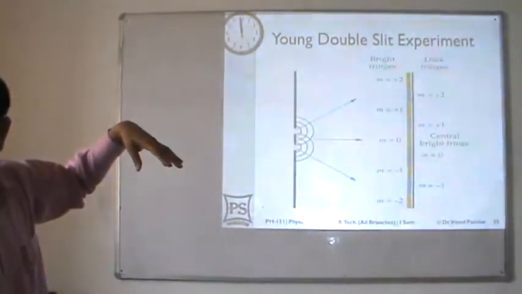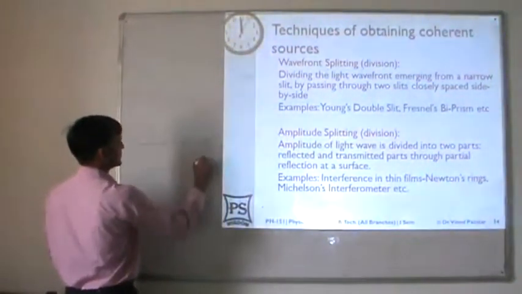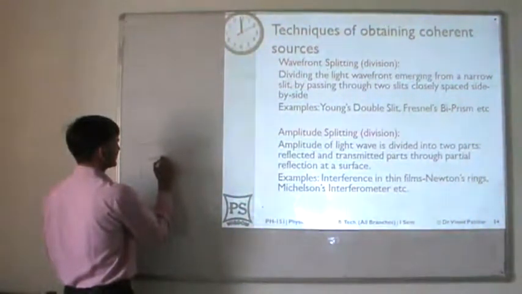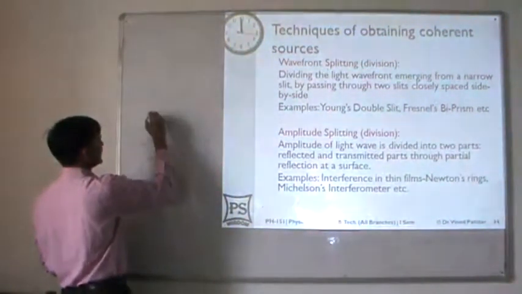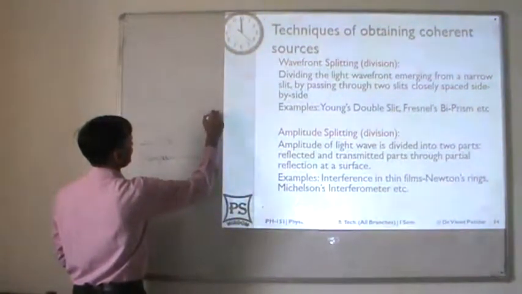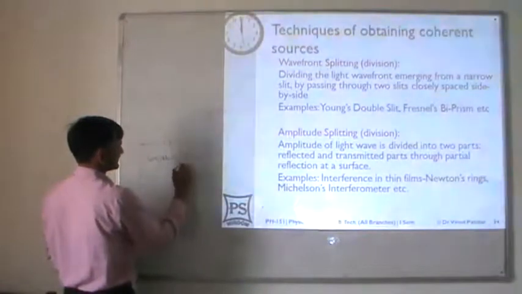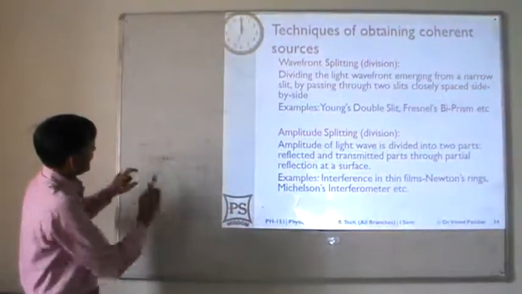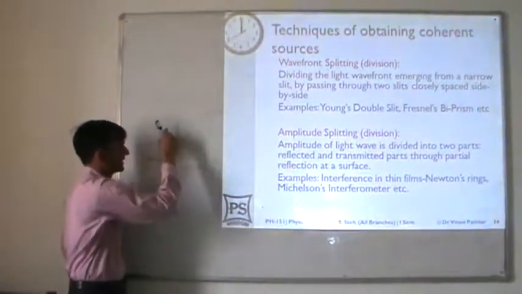Now, as you know, the second technique is amplitude splitting. In this case, we use a transparent medium, and the light is allowed to fall on that. What happens if the light ray falls on this? Some portion will be reflected and some portion will be refracted. Now this has a single amplitude here. Some portion is going in the reflected direction and some portion is going in the refracted direction.